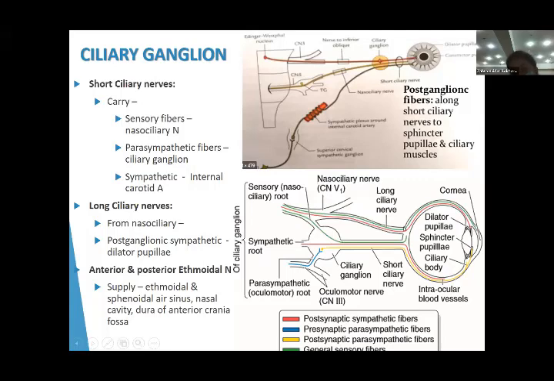और ये जो long ciliary nerve से sympathetic fibers, general sensation की जो fibers sensory into the long ciliary, ये go and supply general sensations to the eye.